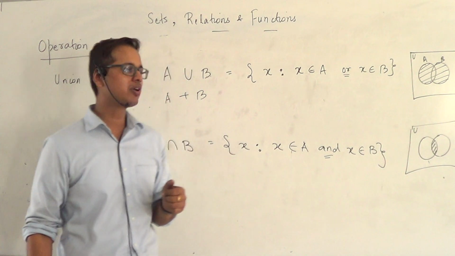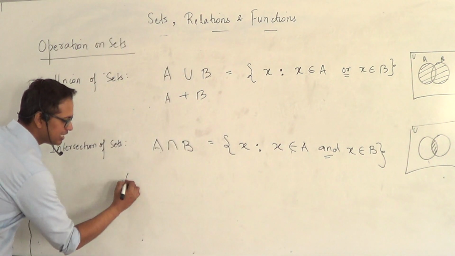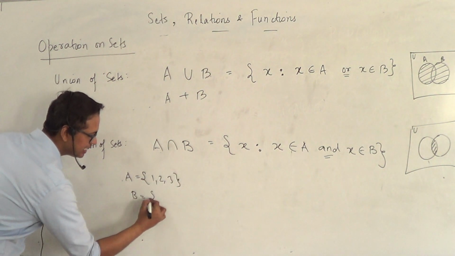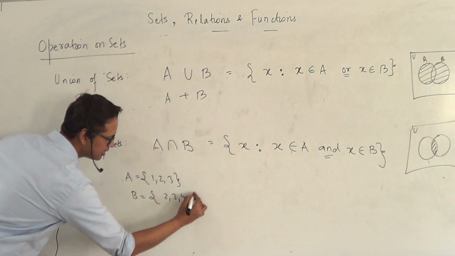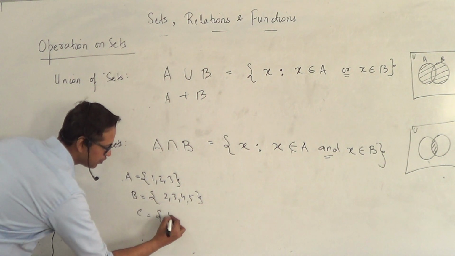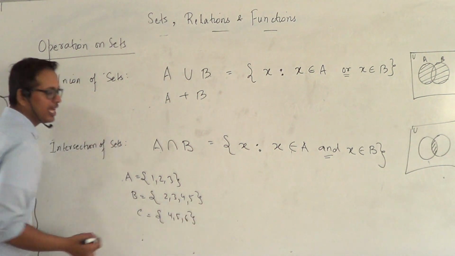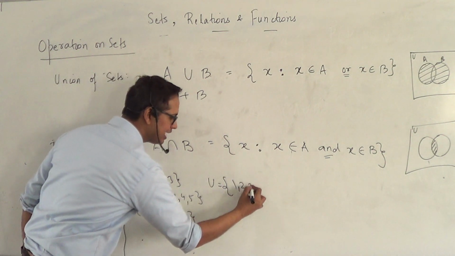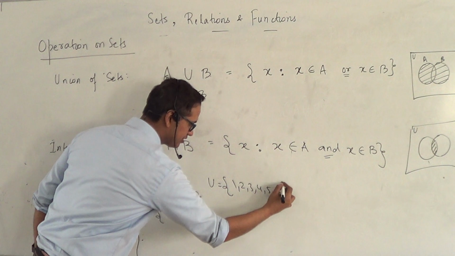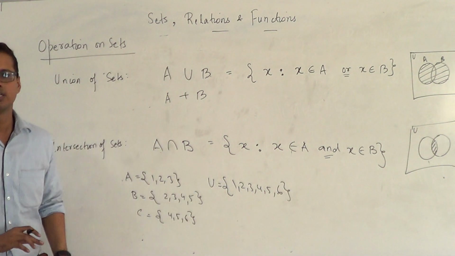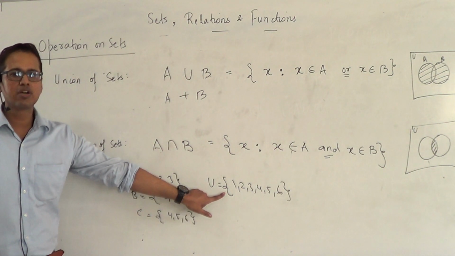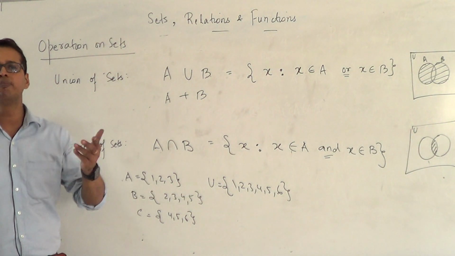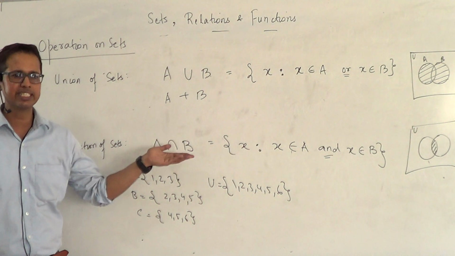Why in the context of the problem? If there is a set A containing 1, 2, 3, a set containing 2, 3, 4, 5, and a set containing 4, 5, 6, and I ask you for a universal set, it is sufficient to write 1, 2, 3, 4, 5, 6. This is very important because on the basis of the universal set, we find the complement of a set, which I will discuss shortly.